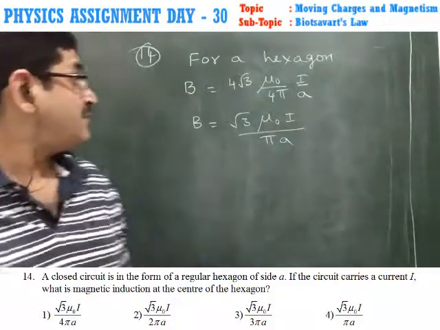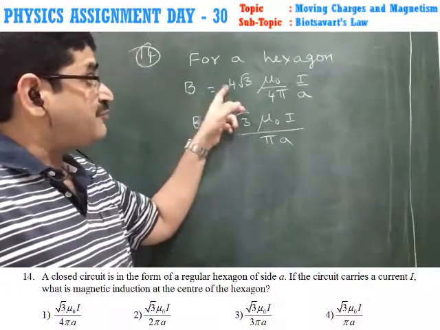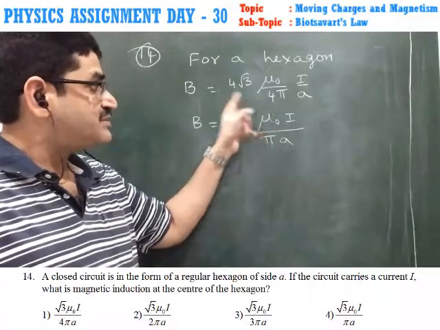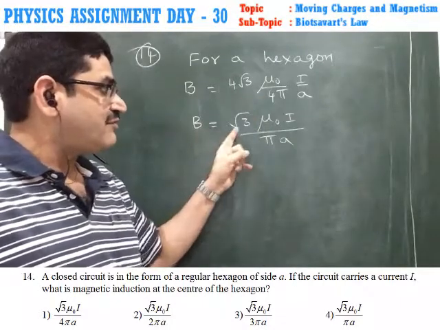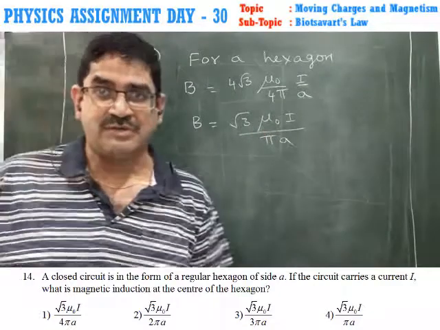So substitute the value. For a hexagon, the magnetic field at the center is given by 4 root 3 mu naught by 4 pi I by a. When you cancel the 4 on both sides, you are left with B at center is root 3 mu naught I by pi a.